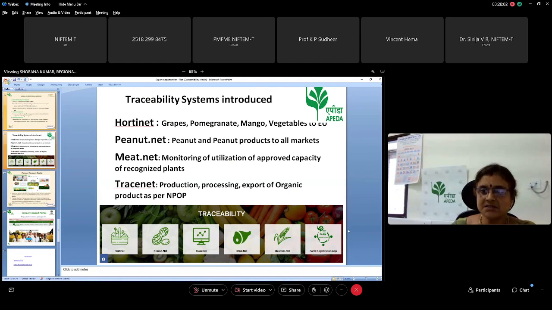We have implemented certain software for traceability, where the produce or the product can be traced back when it is exported. When we export rice, we have a traceability system. When the importing country imports it and they find some problem in the quality, that particular shipment or that particular produce can be traced back in our country to where it was from, and we also conduct root cause analysis for the complaint that we received. For horticulture, we have a separate system. For peanuts, we have a separate system. Meat net is separate. Trace net is specially for organic products, where all the data is captured under the traceability. And we are also coming up with separate traceability for banana and rice.